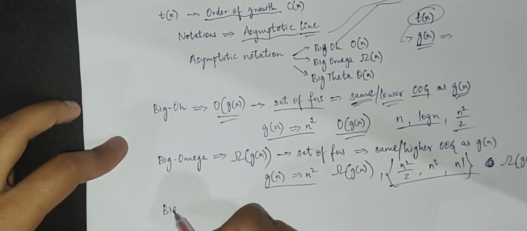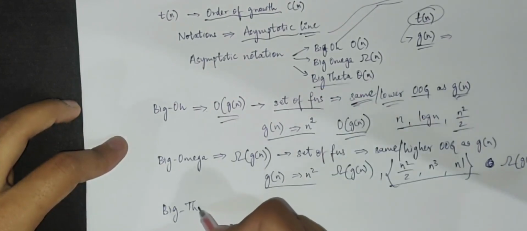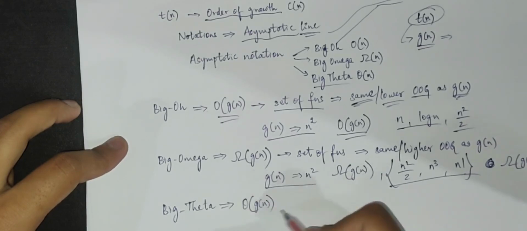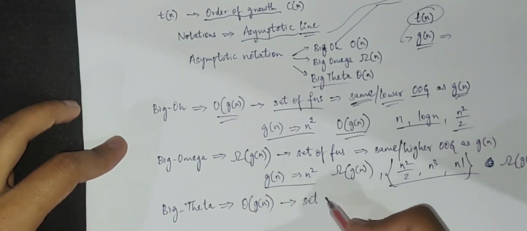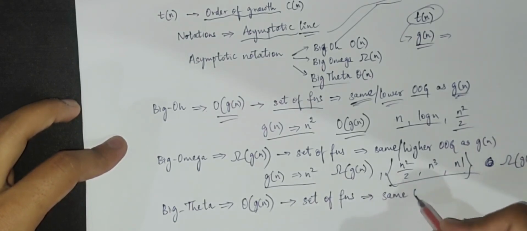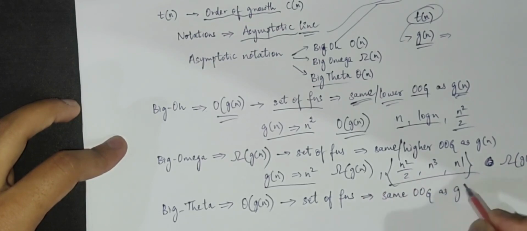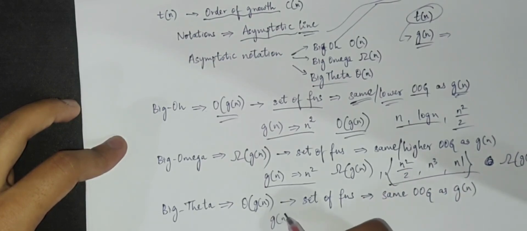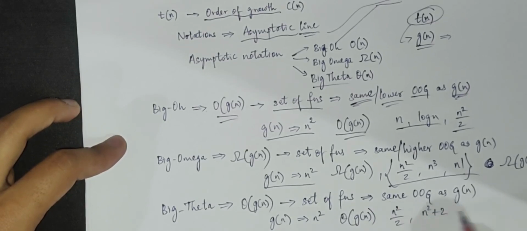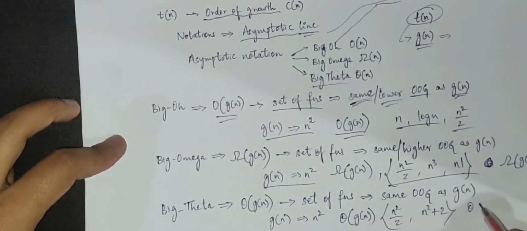Now there is one more which we saw, big theta. Let's see the informal definition of big theta as well. Big theta of g of n would again be a set of functions. These functions would have the same order of growth as g of n. Again, if we consider the same example, then big theta of g of n would include, let's say, n square by 2 or n square plus 2. Something like these would belong to big theta of g of n.